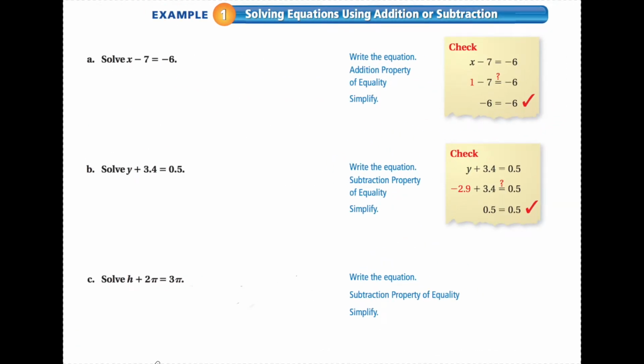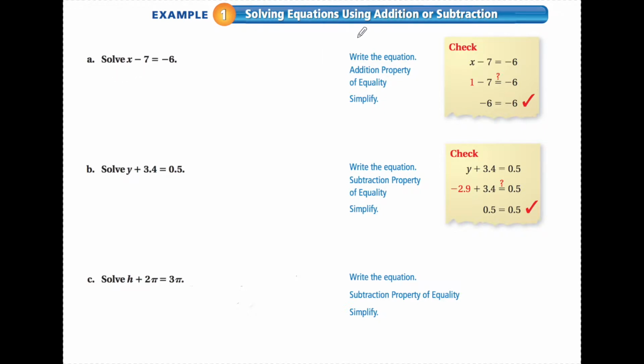Alright, moving on to example 1. Solving equations using addition or subtraction. Make sure you get this title and example 1 down. We have 3 parts to this example. Alright, this should be a big review from last year, but we'll go over it again anyway. So they want us to solve the equation x minus 7 equals negative 6.